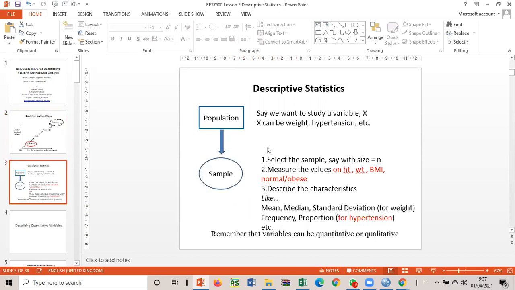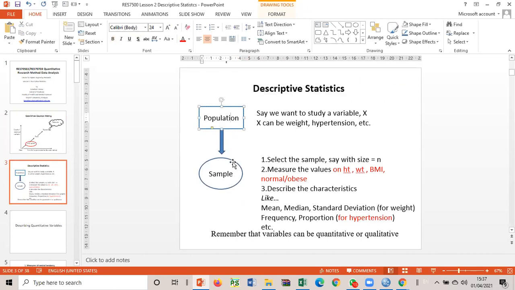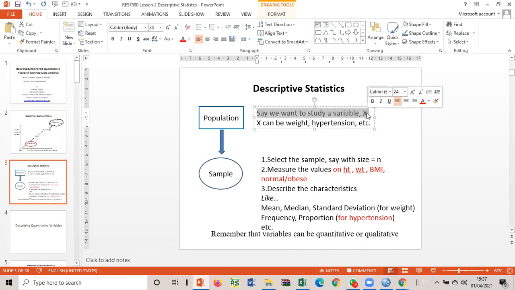Next. So this is called descriptive statistics. From the population, we draw a sample. Let's say in the population, we want to study a variable X. Example, you want to study what is the average BMI among a group of people. What's the average marks students obtain? So these kinds of things. What's the average distance traveled? Or what is the prevalence of a disease? So we go into that.